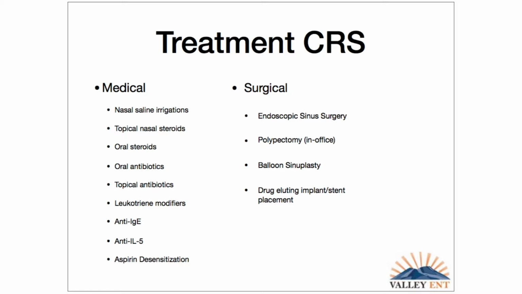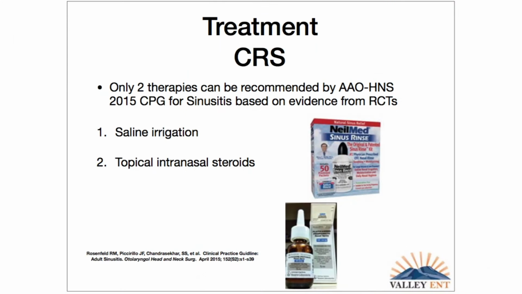But the clinical practice guidelines can only strongly recommend 2 things out of all those: saline irrigation and topical nasal steroids. Those were the 2 modalities that had the most randomized controlled trials. Topical nasal steroids have numerous RCTs, offer improved symptom control in patients both with and without polyps, decrease polyp size in some of the studies, and decrease polyp recurrence.